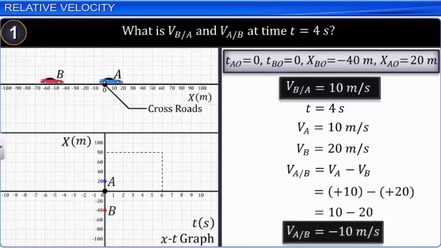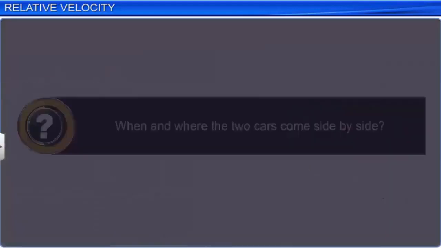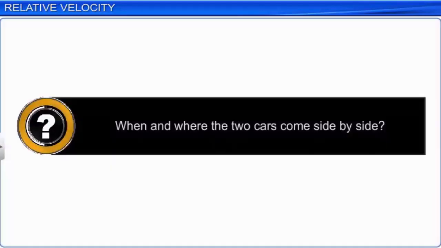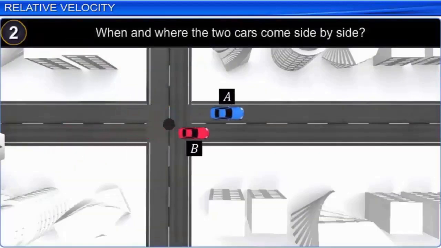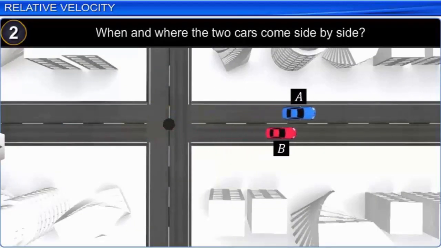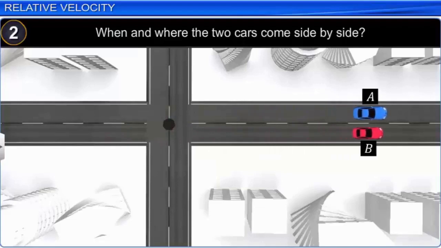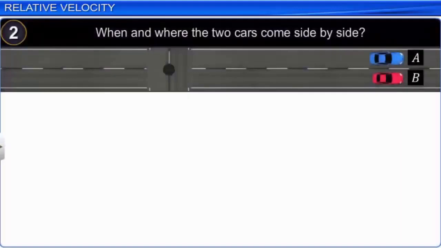2. When and where do the two cars come side by side? When the cars A and B come side by side, their position coordinates with respect to the origin must be the same. That is, XA is equal to XB. This can be called equation 1.